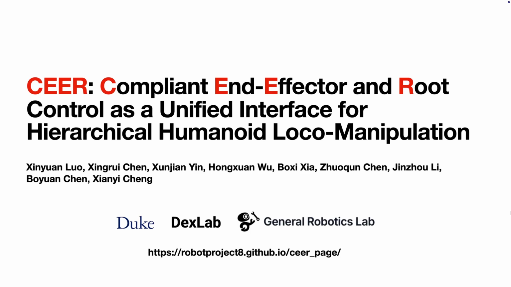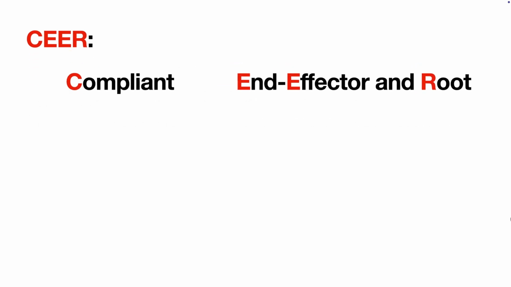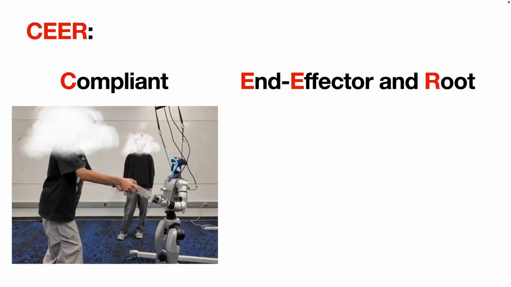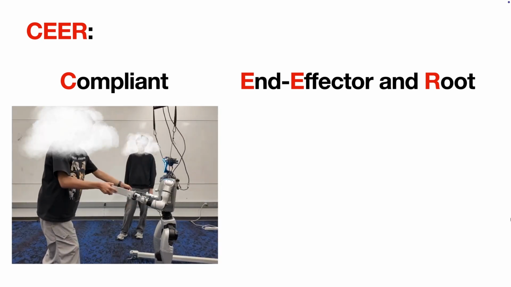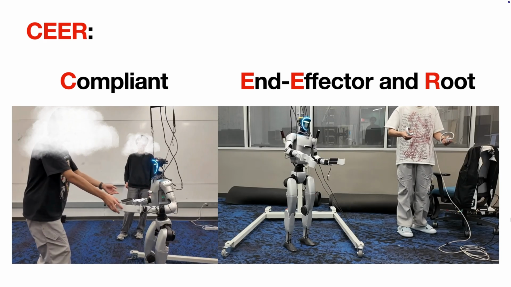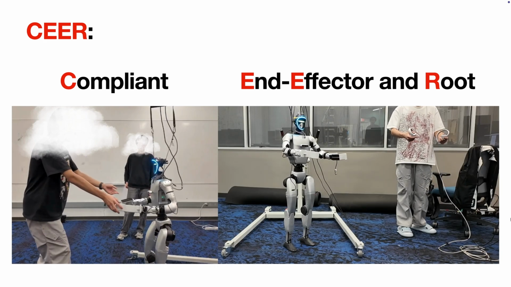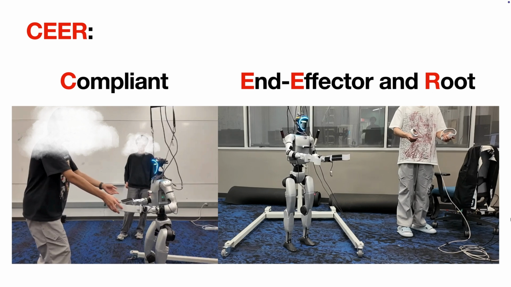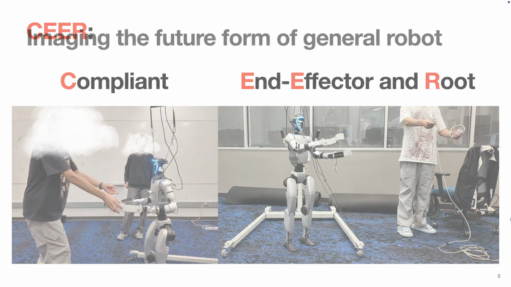We propose Seer, a compliant End-Effector and root control abstraction for humanoid Loco-Manipulation, together with a 3-layer hierarchical framework. Seer has 2 defining features. First, it is compliant, which makes contact-rich interaction safer and more stable. Second, it is controlled only by End-Effector targets and root commands, instead of full-body joint targets. This gives us a much more interpretable and planner-friendly interface for whole-body control.